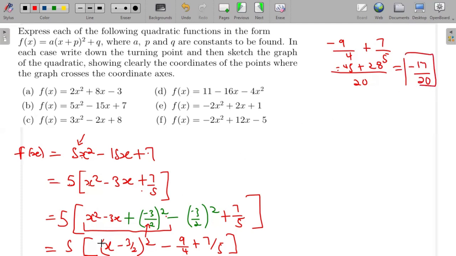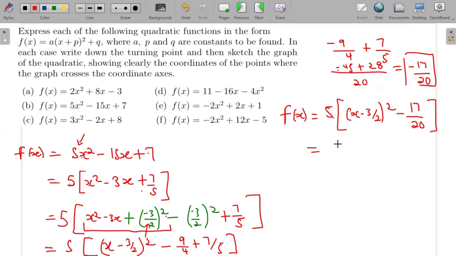Okay, so it means this function f of x is equal to 5 outside, and then I have x minus 3 over 2 squared, and then minus 17 over 20. So from here, I'm now going to multiply this 5 throughout. So it will be 5 times x minus 3 over 2 squared, and then 5 multiplied by 17 over 20 to just be 17 over 4.